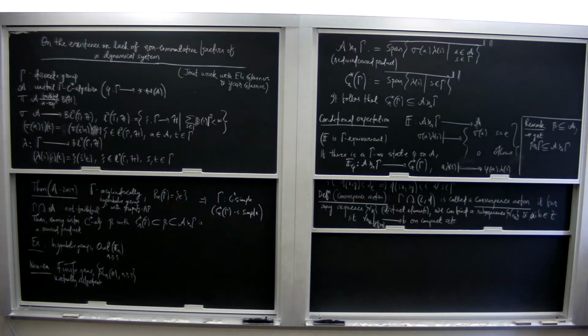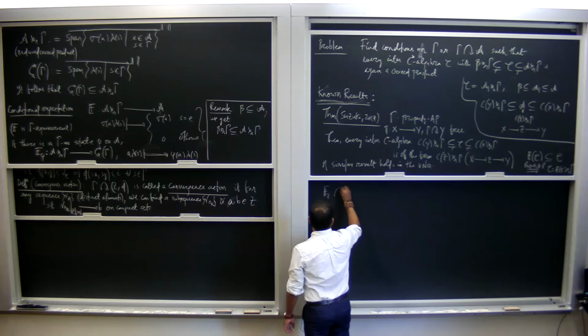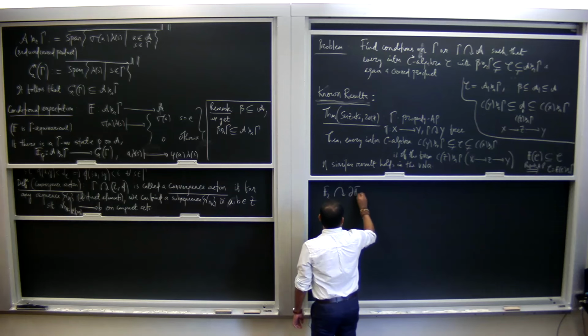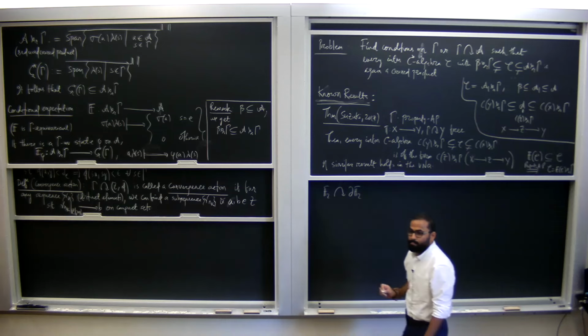An example of such an action is basically the free group F2 acting on the Gromov boundary.